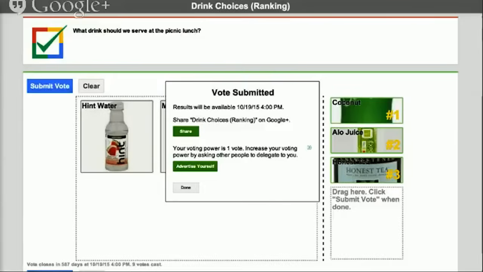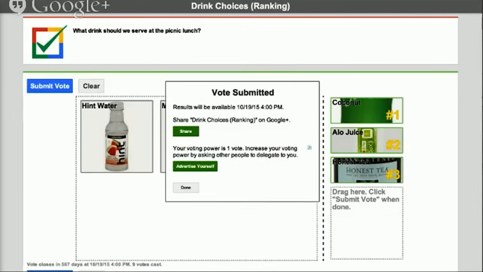So here's how a delegate gets introduced to delegation. They just voted, and after they voted, they have the regular share button, which allows them to share on Google Plus and do the conversations. And Google Votes has a nice discussion aggregation feature where, as you're voting, you can scroll down and see all the Google Plus posts in one place. That's the regular share. But it also has this advertise yourself button, and it gives a little teaser that, hey, you can get more than one voting power.